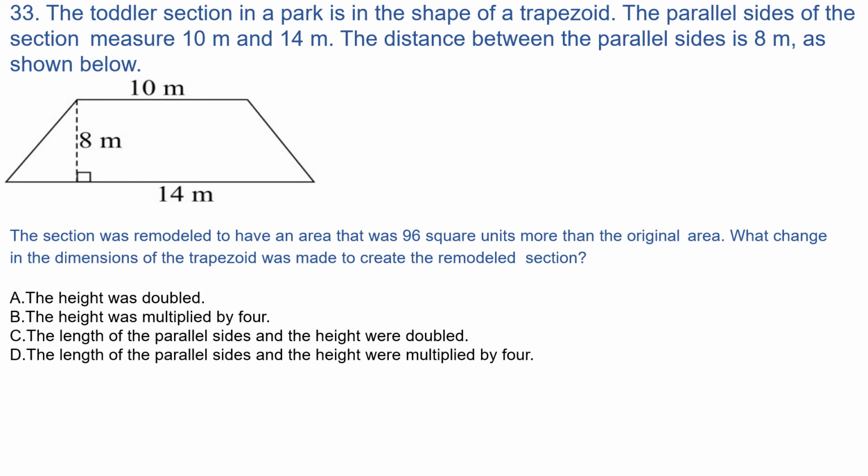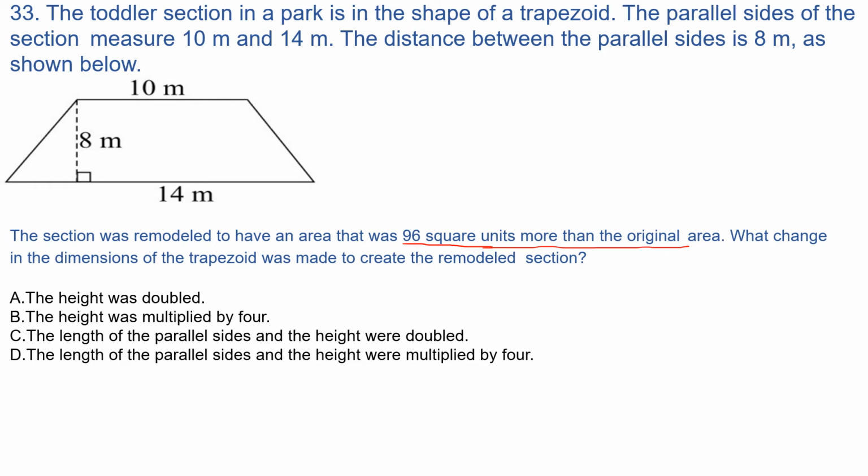Number 33 says the toddler section in a park is in the shape of a trapezoid. The parallel sides of the section measure 10 by 14 meters. The distance between the parallel sides is 8 meters as shown below. The section was remodeled to have an area of 96 square units more than the original area. What change in the dimensions of the trapezoid was made to create the remodeled area?